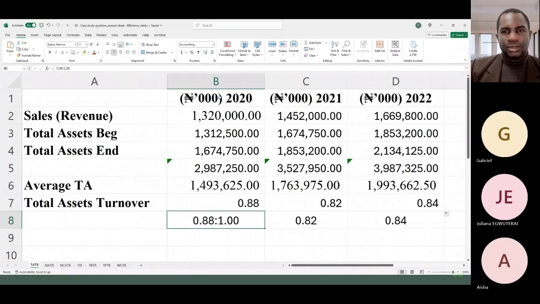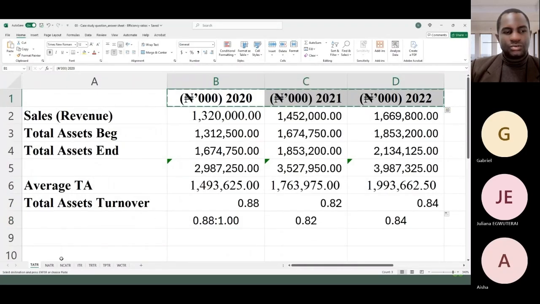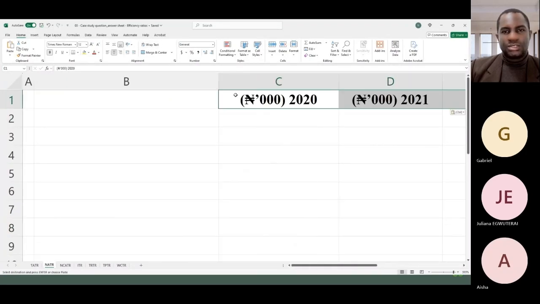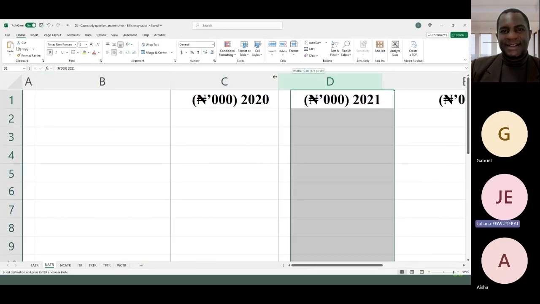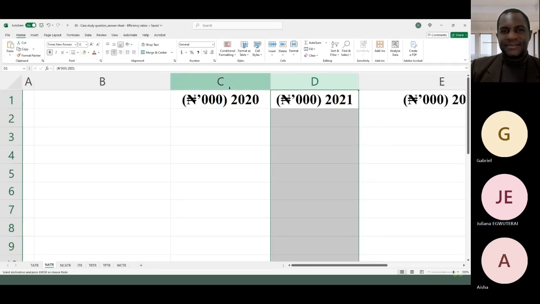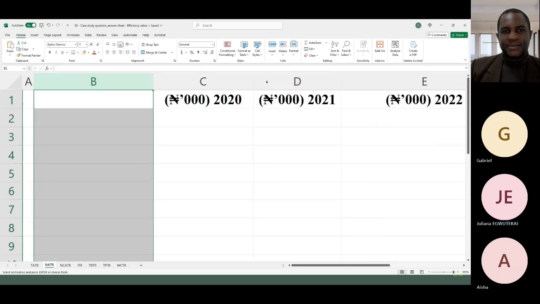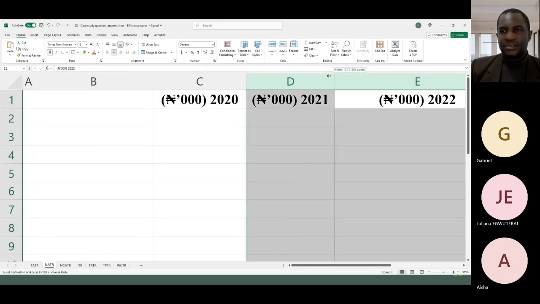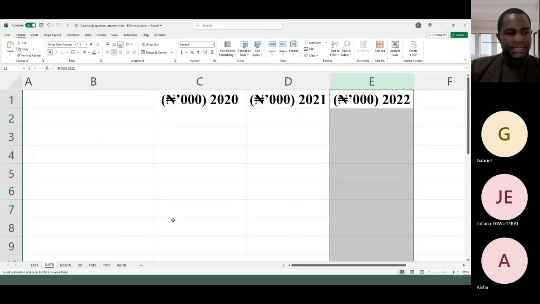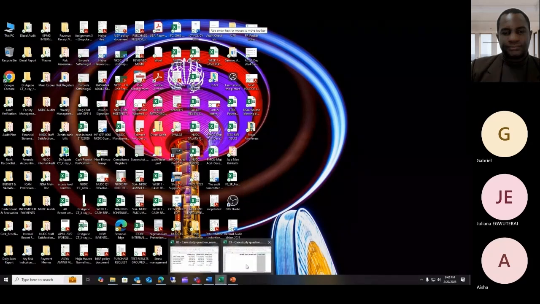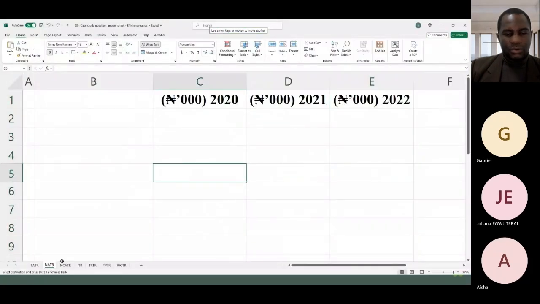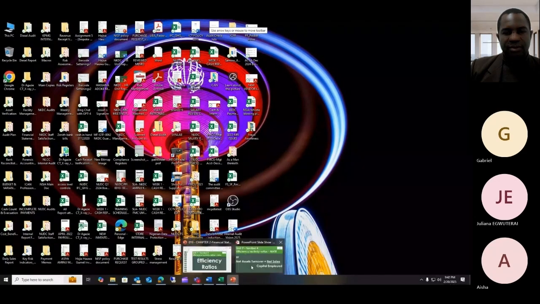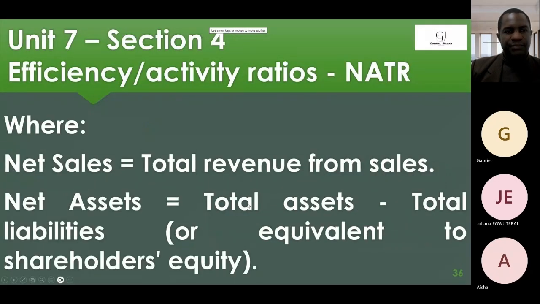Okay, so I'll calculate 2020, you'll now do 2021 and 2022. Welcome back. Okay, so we're looking at the net sales to net asset turnover ratio. We want to calculate it with the formula we just saw on the screen.